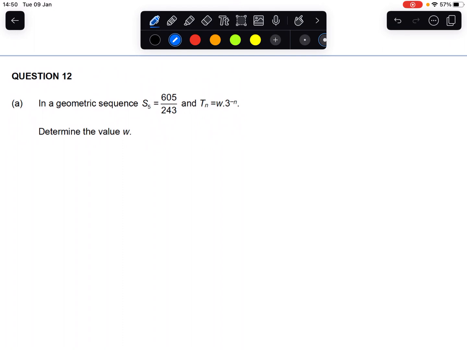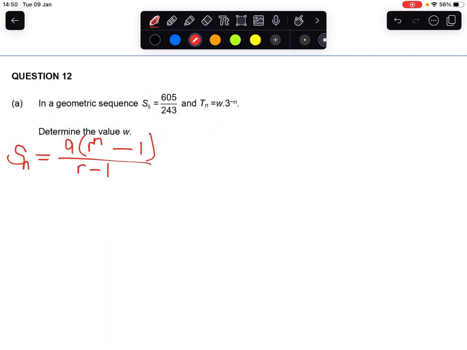My first instinct is to just use the geometric series formula. That formula tells us that the sum of the first n terms is given by a times r to the n minus 1, divided by r minus 1. Maybe let that be our starting point.